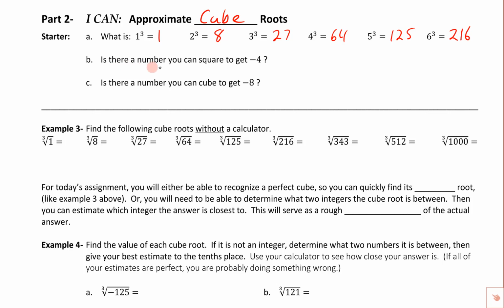Okay, next one. Is there a number that you can square to get -4? Now, if you'll recall, we did talk about this before. Can you square a number and get a negative? So the answer to that is no.